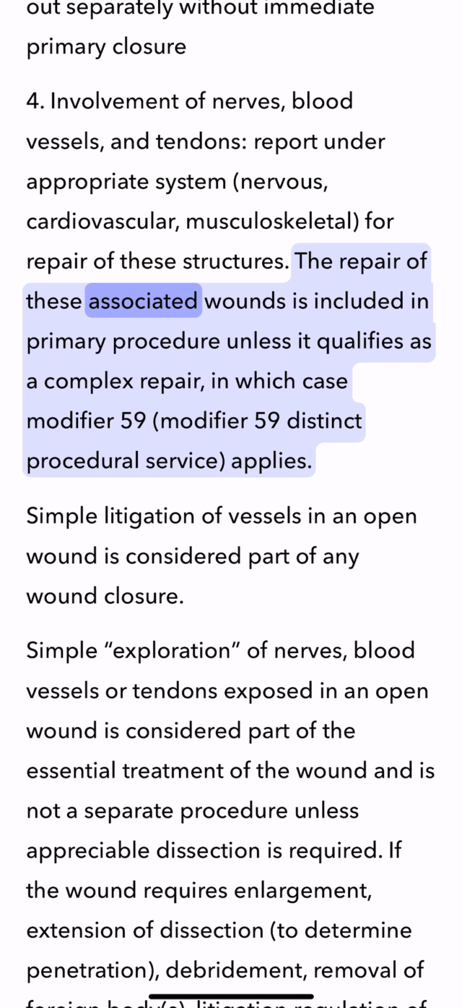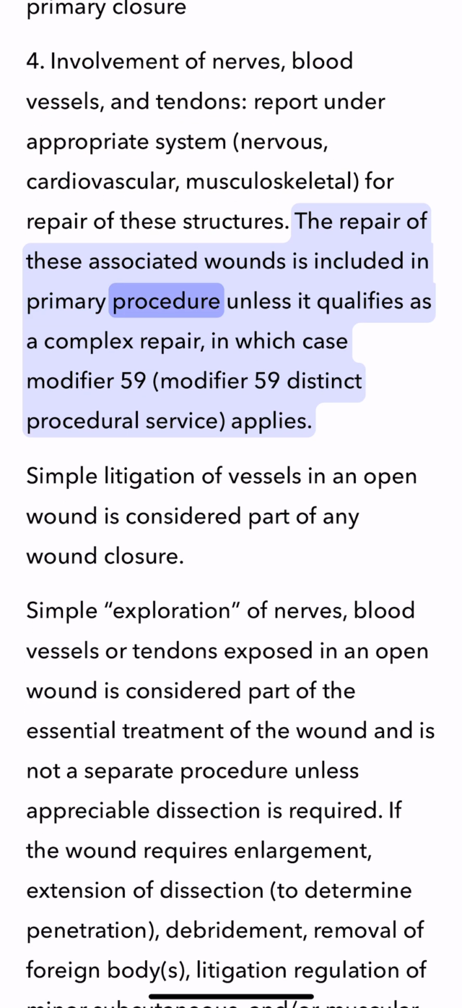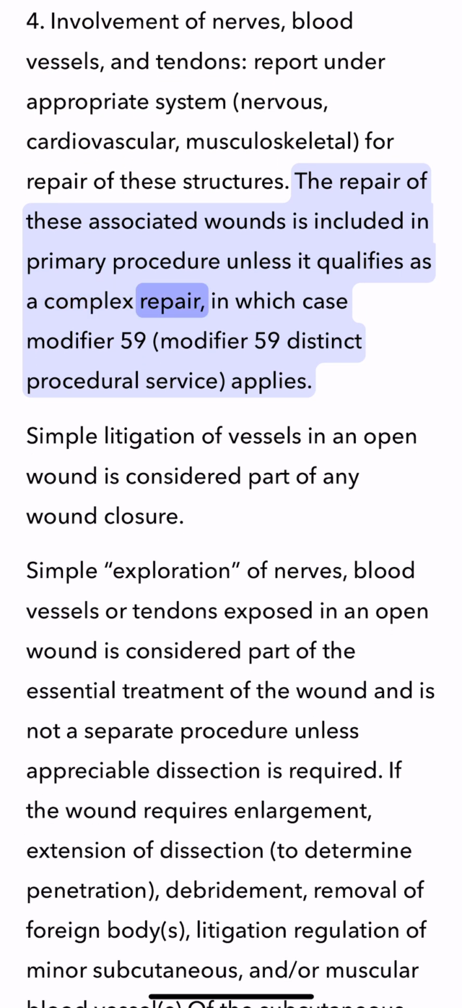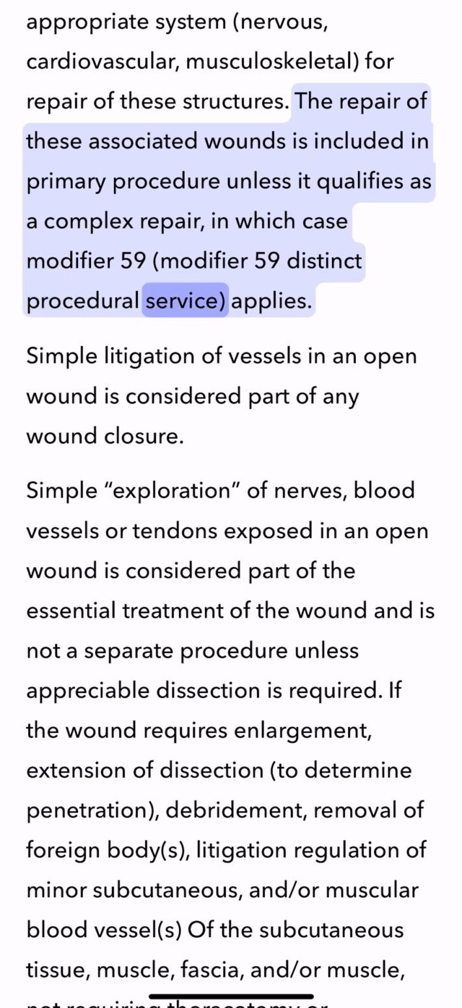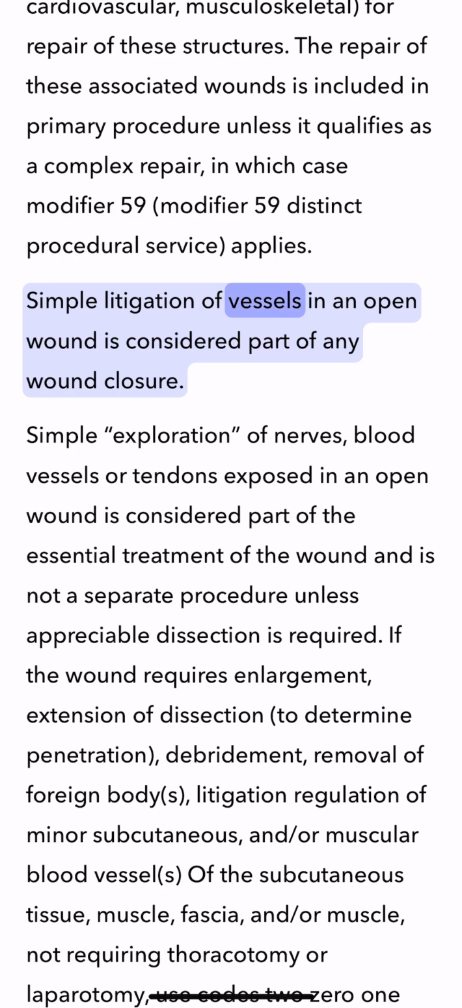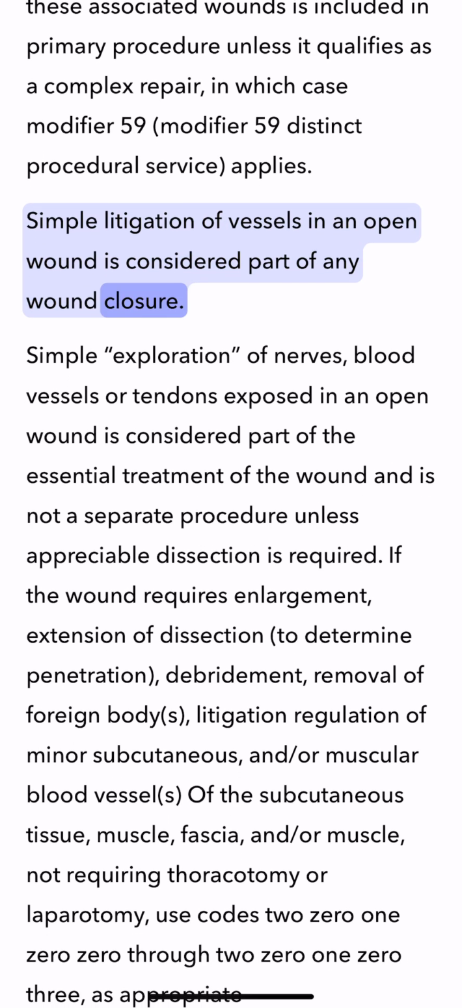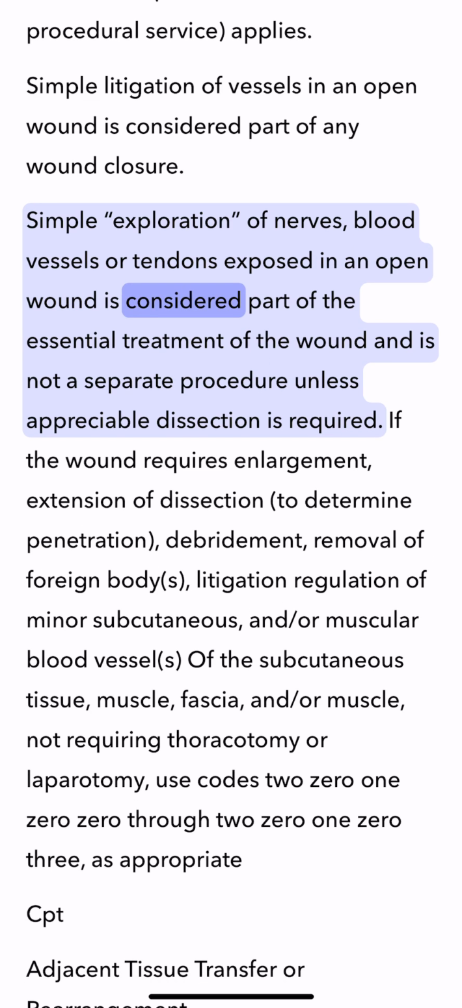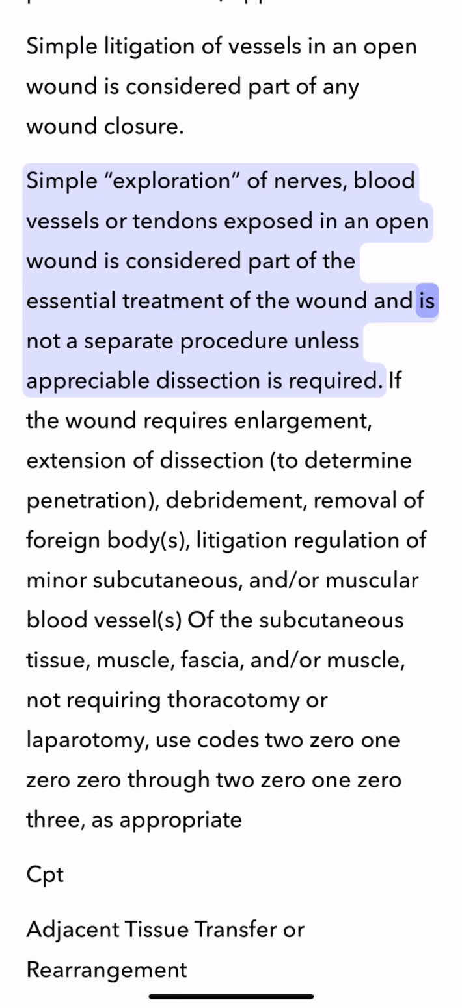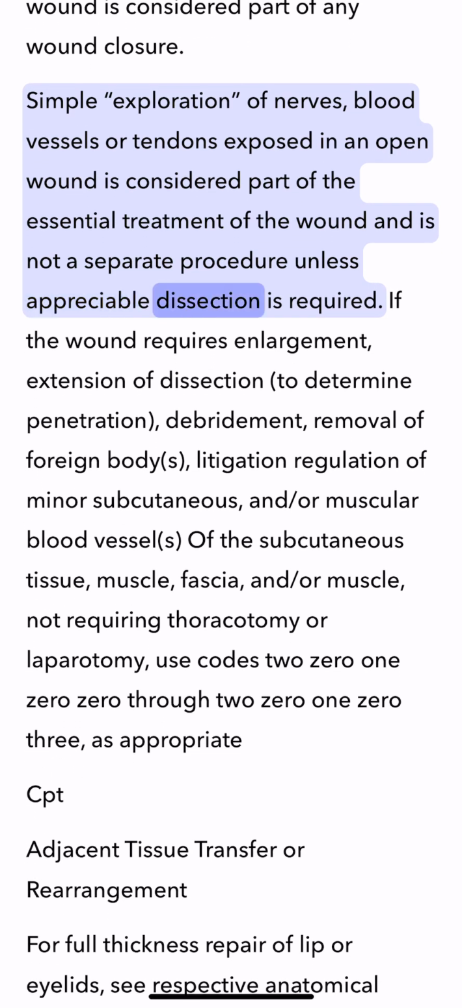The repair of these associated wounds is included in the primary procedure unless it qualifies as a complex repair, in which case Modifier 59, Distinct Procedural Service, applies. Simple ligation of vessels in an open wound is considered part of any wound closure. Simple exploration of nerves, blood vessels or tendons exposed in an open wound is considered part of the essential treatment of the wound and is not a separate procedure unless appreciable dissection is required.